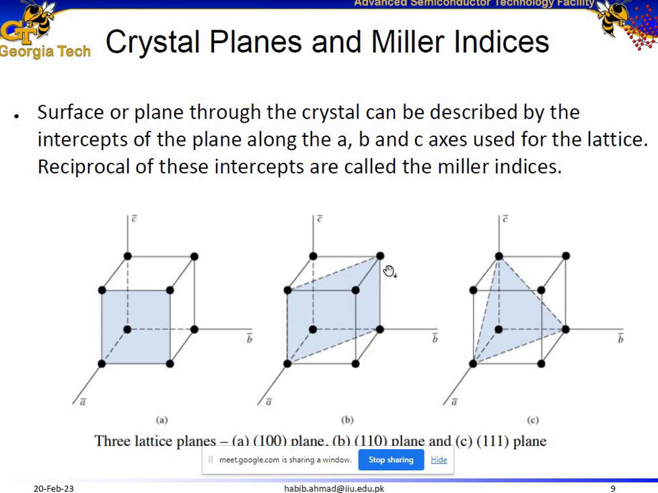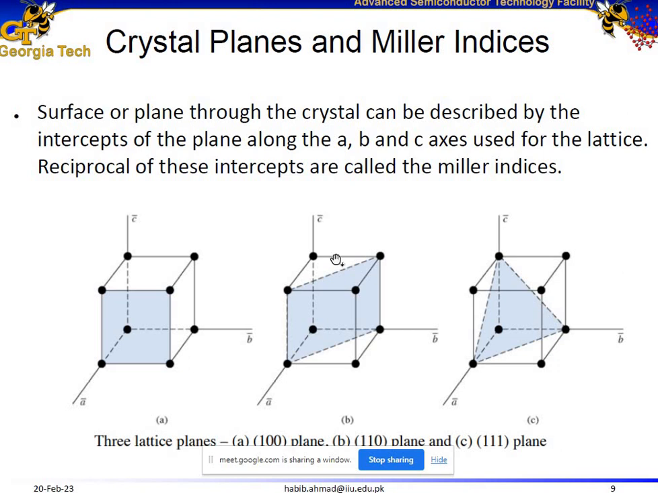Let's move to another example. You can see this grayed out plane in this simple cubic structure once again. As you can see over here, this plane intercepts the x-axis, and it also intercepts the y-axis, but it does not intercept the z-axis. So the intercepting points for this would be 1, 1, and infinity.